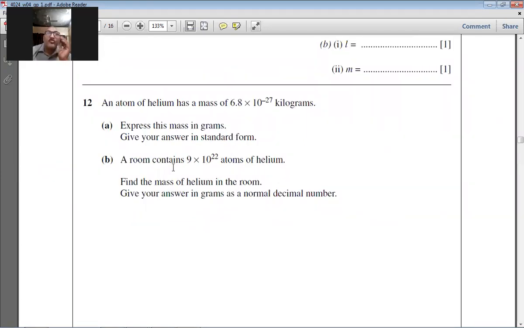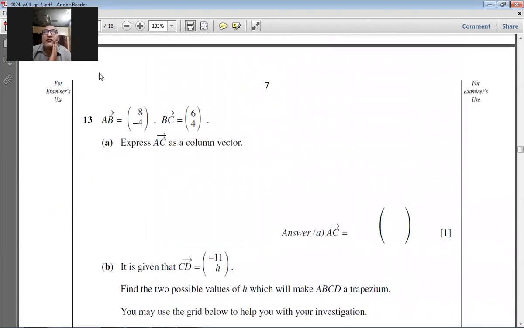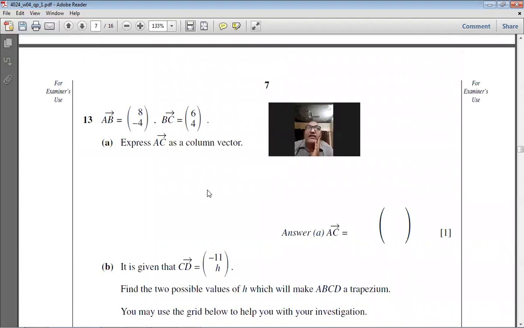So this is question number 12. Here we have the next question, question number 13. The AB vector is (8, -4). The BC vector is (6, 4). It says express AC. If you want to find AC, the bypass will be from A to B and from B to C. So you simply add those two vectors.